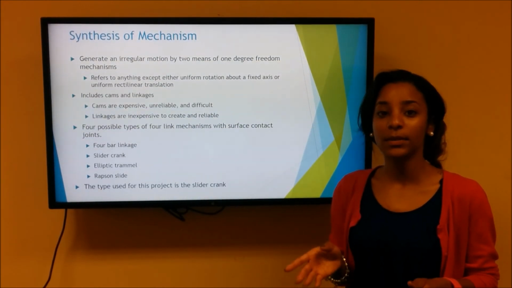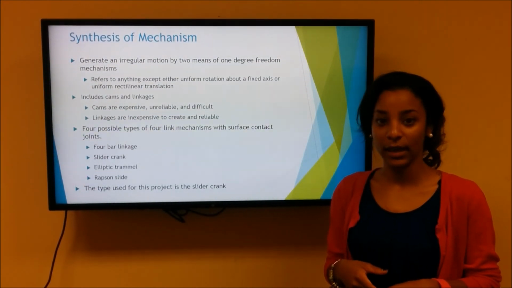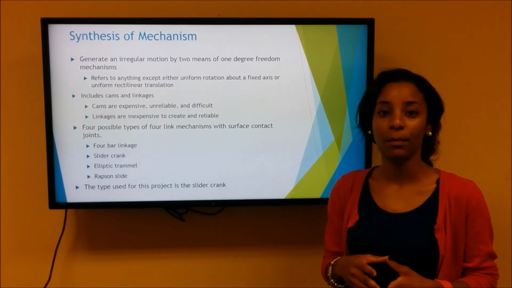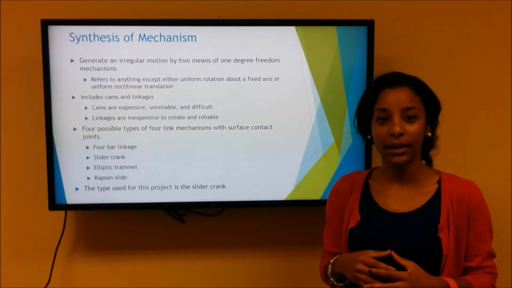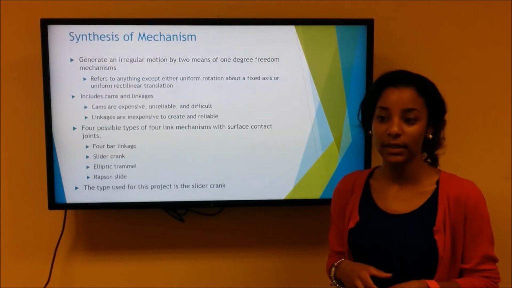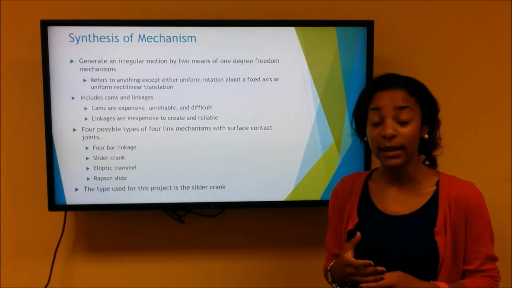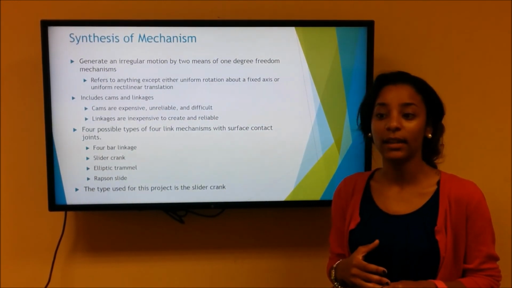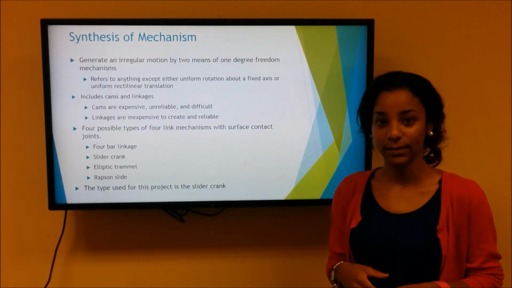There are 4 possible types of 4-link mechanisms. You have the 4-bar linkage. You have a slider crank, which is what we did for this project, for the synthesis. Then you have the elliptic trammel, and then you have the Rapson's slide.